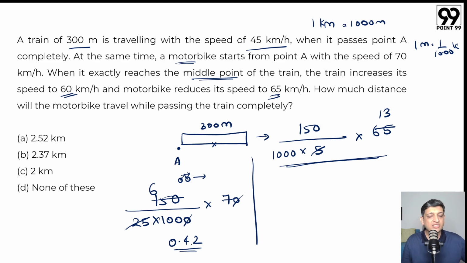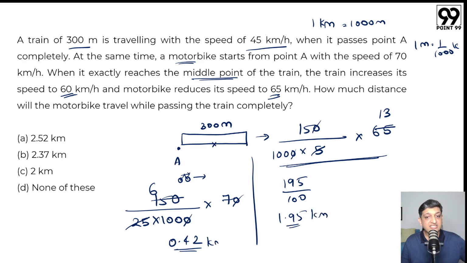So I already know that this is 0.42. I can just cancel this out. If I get 13 into 15 divided by 100, I should be fine. Now 15 into 10 is 150 plus 15 into 3 is 45, which is going to give me 195 divided by 100, which is going to give me 1.95 kilometers.